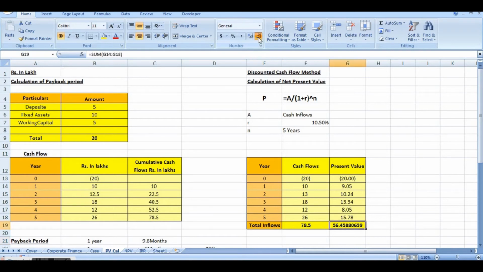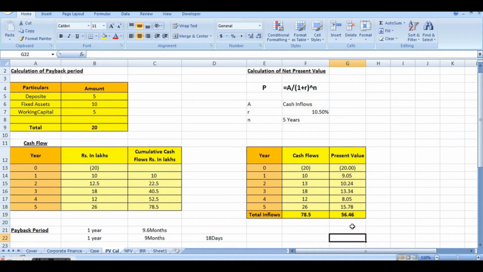So this is why present value is more important than that of payback, because payback does not convert these inflows into present value, but discounted cash flow method converts them, and then we are in a position to compare the outflow which we are making in the year 0 and now this inflow which we have converted into year 0 values. And now you can calculate the NPV.